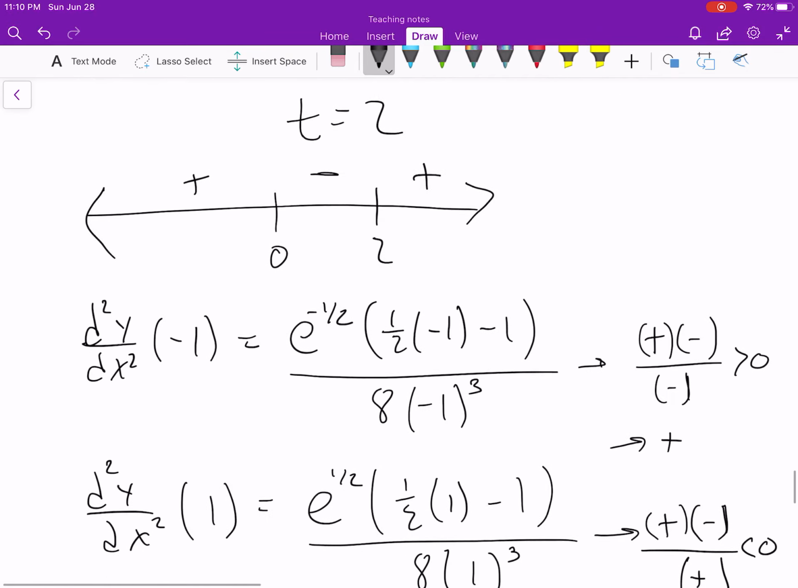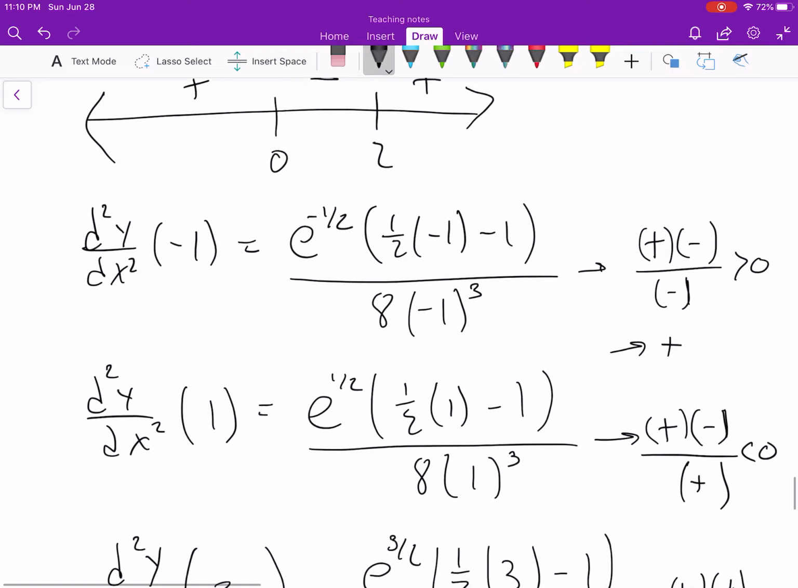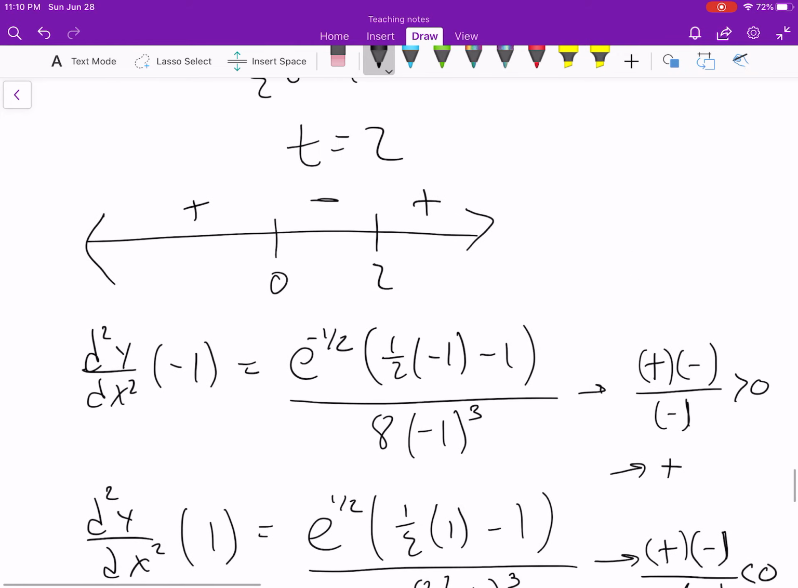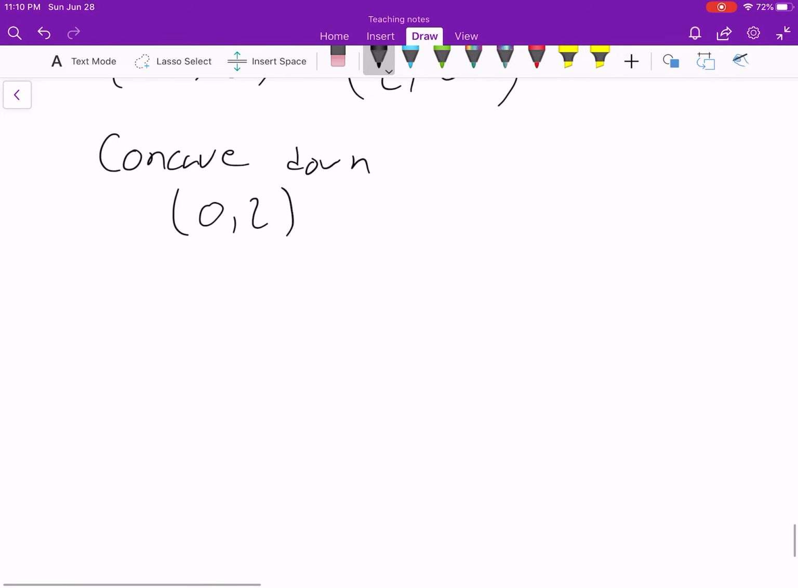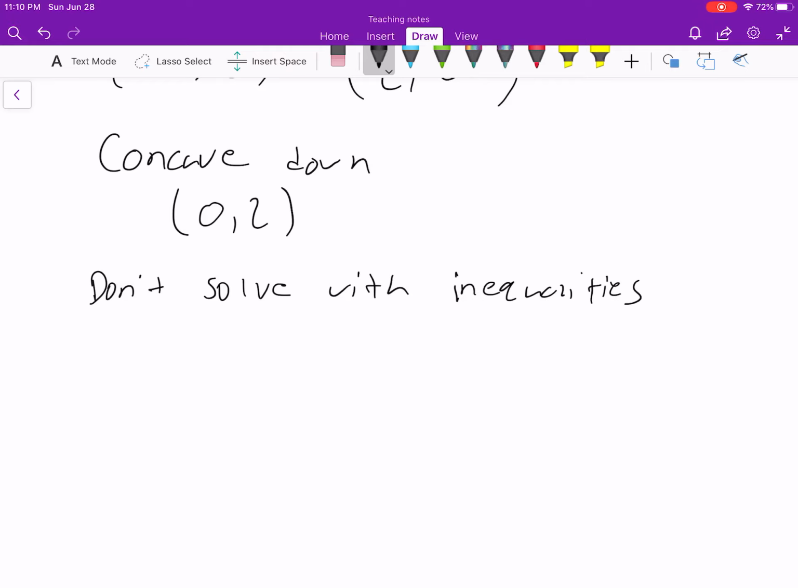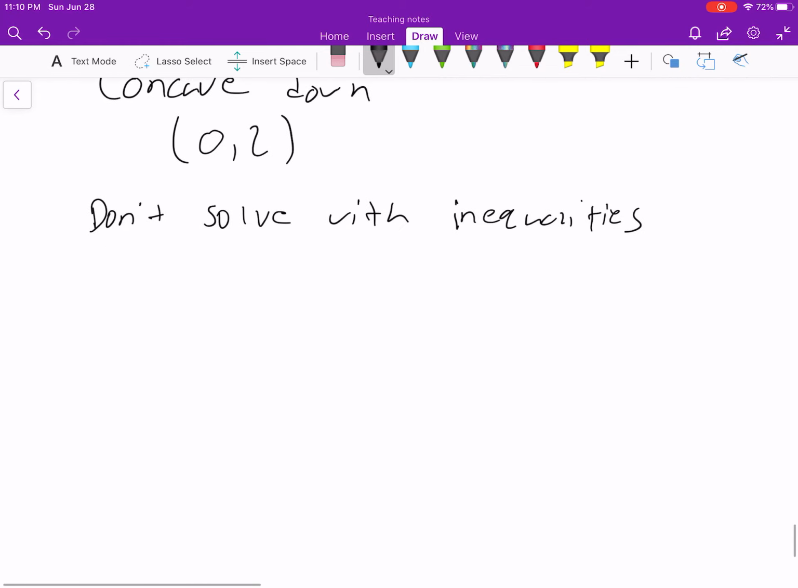I need to see work for how you determine the intervals of concavity. Inequalities, you don't want to solve. So let me make a note of this: don't solve with inequalities. So you use these sign charts, and let me explain why. You should have been explaining this in your Calc 1 course.